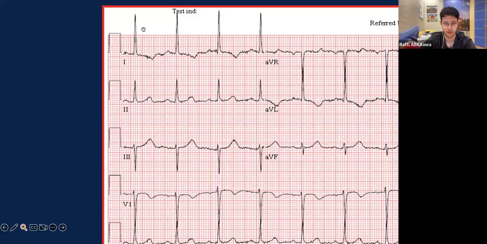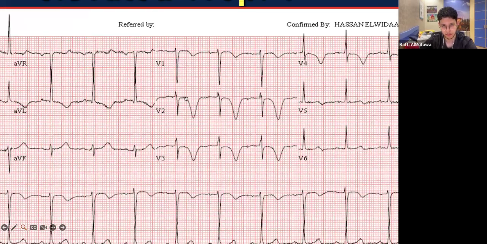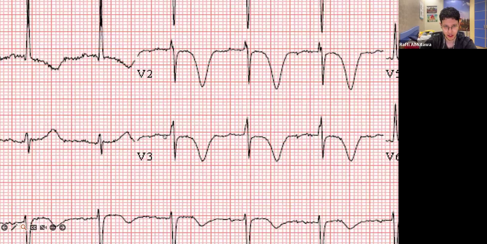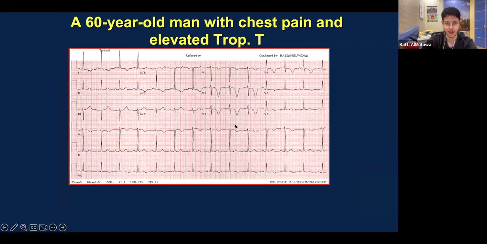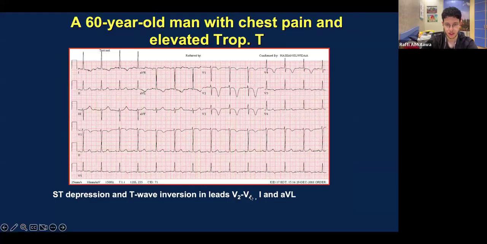No, there isn't. So they're fine. The right coronary is all good, but the left anterior descending, not so much. The ST segment is depressed because this is the PR segment over here, and the J point is lower than the PR. So this is an ST depression, and there's T wave inversion. This is an indication that we have an NSTEMI. V2 to 4, 1 and aVL also have the same change, but I focused on V2, 3, and 4 because they're more prominent.